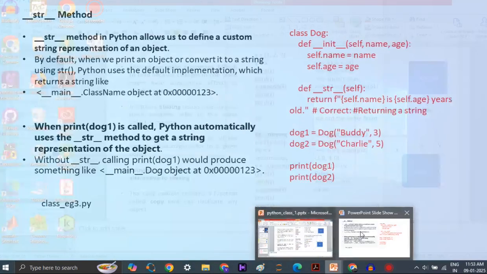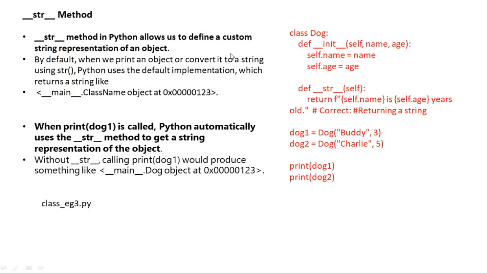So to quickly revise, what is the str method? It allows us to define a custom string representation, custom because we can customize how I want my string to look. I can change this statement in any way I want. So basically it's a custom string representation of an object. When you print an object or convert it into a string using str, it uses the default implementation. Suppose I don't use the str method, this is what we saw, right?